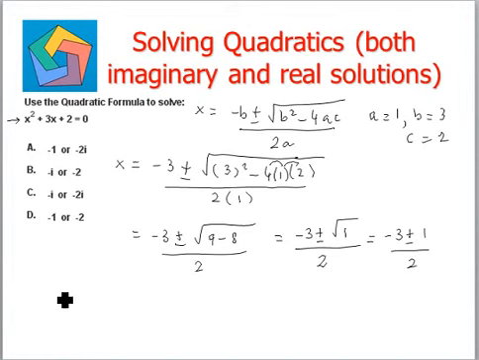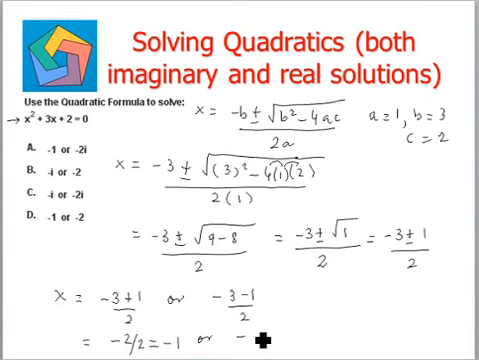So now we have two values of x, which are negative 3 plus 1 divided by 2, or negative 3 minus 1 divided by 2. We solve this. Negative 3 plus 1 is negative 2, negative 2 divided by 2 is a negative 1, or negative 4 divided by 2 equals negative 2. So x equals negative 1 or negative 2. This is our final answer, can be seen in option D.